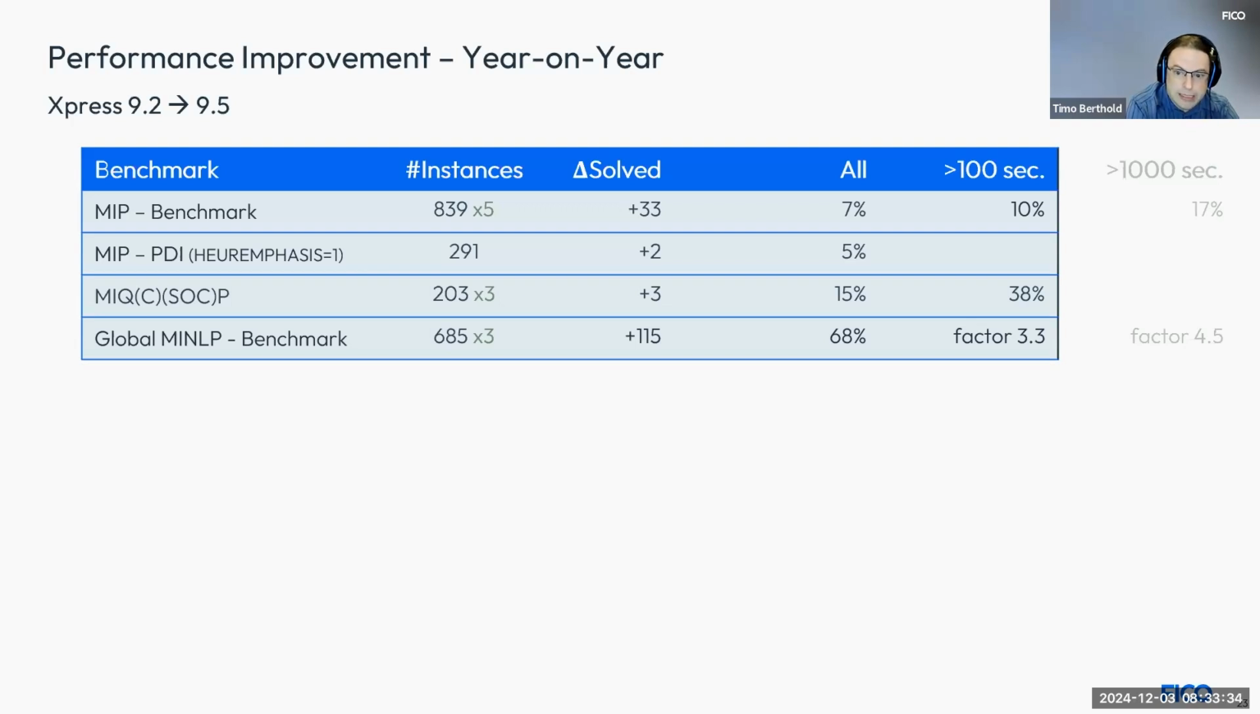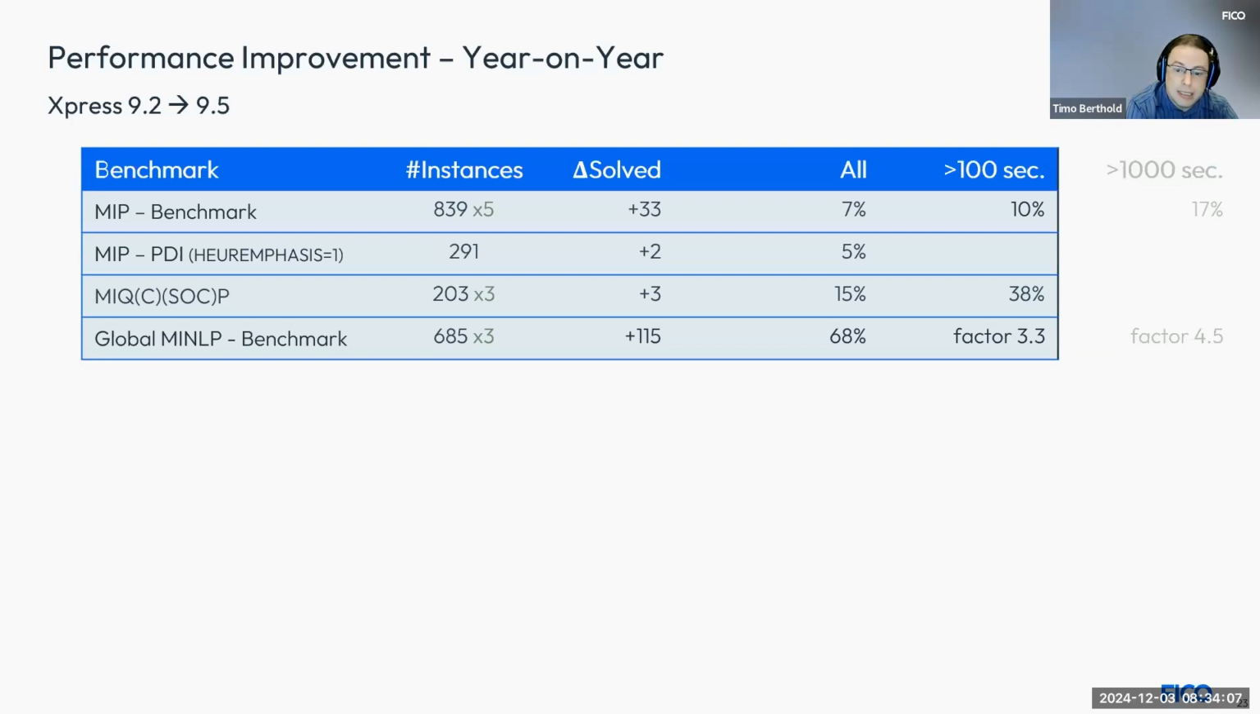So we see that the MIP improvements this time are a little bit shy of the typical 15 to 20% that we often report in these webinars, whereas our nonlinear improvements are really strong. So there's a factor of 3.3 on our global MINLP benchmark. And while the global solver is still a relatively young solver, so it's 2 years old now, I think it's fair to say it's growing up, and this is a really strong, nice number.